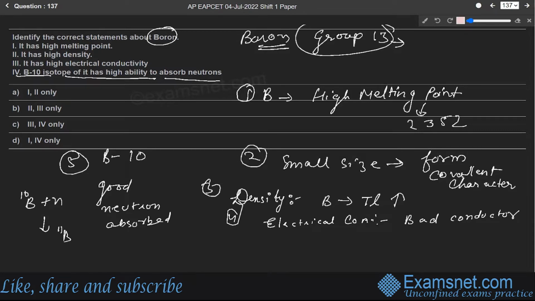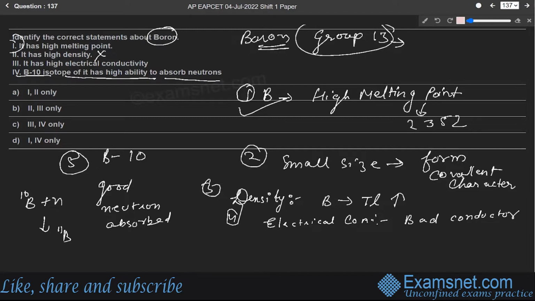So can you see the options now? It has a high melting point. We already studied this, so this is correct. It has high density? No, boron has a low density. Can you see? From boron to thallium density increases. So option B is wrong.